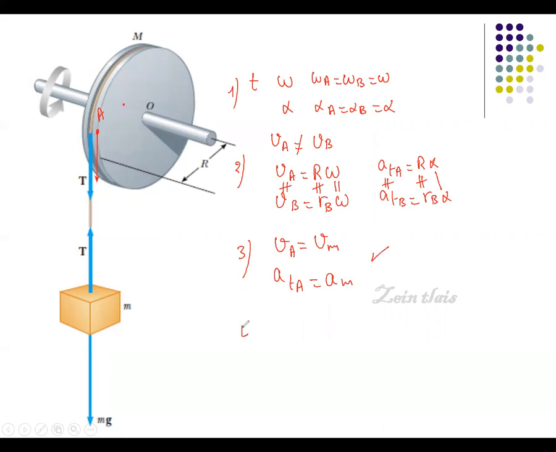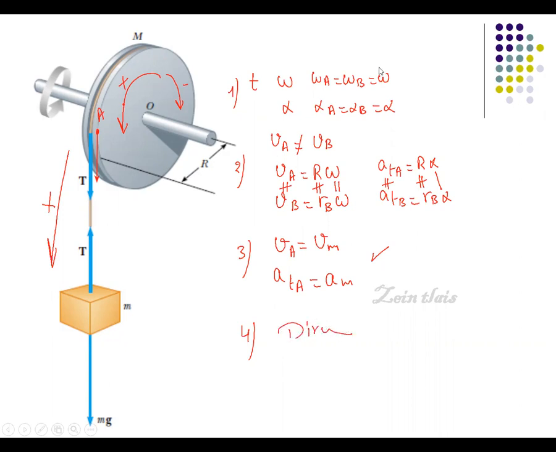The fourth point: here we have an anticlockwise rotation. When we have anticlockwise, it's a positive direction, and the negative direction will be the opposite. So here we can take only one positive direction for the whole system. Here we have the positive for the pulley, and here we have the positive for the mass m. This is about the direction.